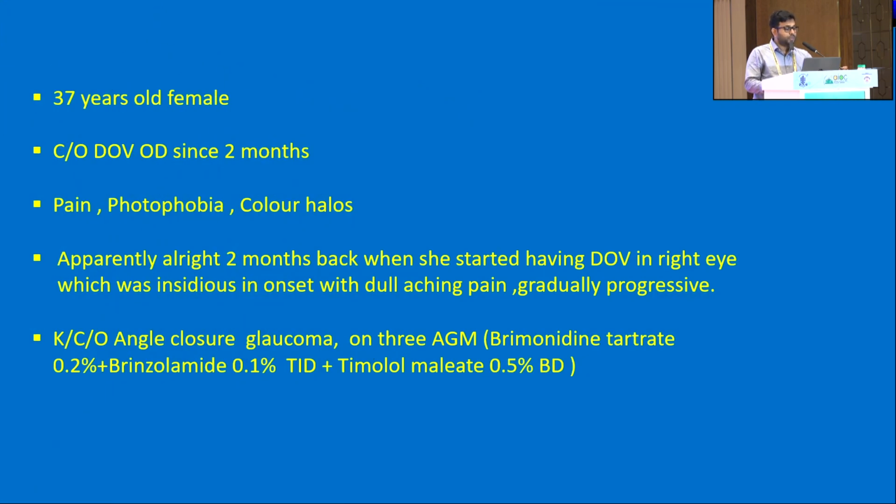Today, I am going to present a case report of a 37-year-old female who came to our hospital with complaint of diminution of vision in the right eye since 2 months, associated with photophobia and colour halos. She was apparently all right 2 months back when she started having diminution of vision in the right eye, which was insidious in onset with dilating pain and gradually progressive. She was a known case of angle closure glaucoma, diagnosed somewhere else. When she came to us, she was on 3 anti-glaucoma medicines.